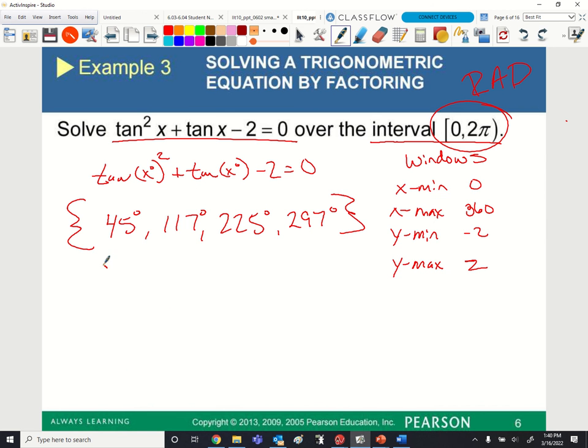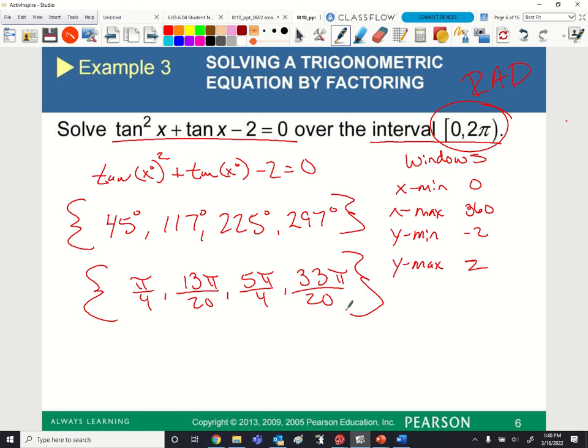So write my solution set. Pi over 4. What do we say? 13 pi over 20. 5 pi over 4 and 33 pi over 20. There's my solution set. Does that make sense? Hopefully? Yes? No? All right, I'm moving on.